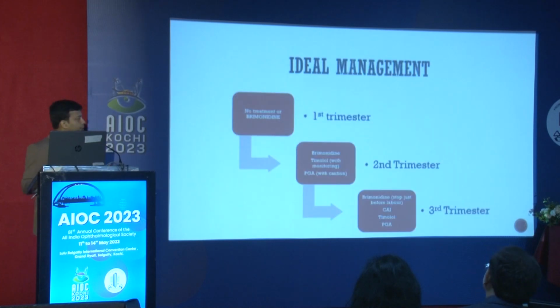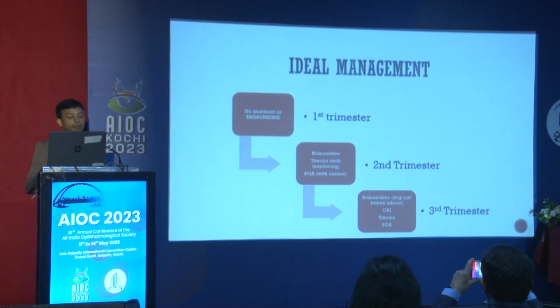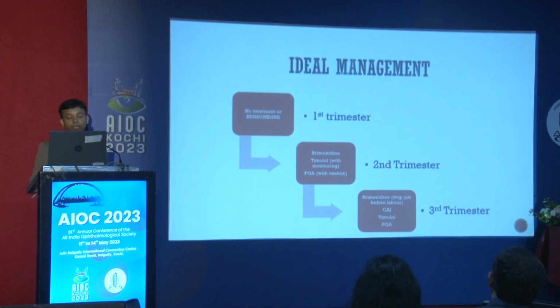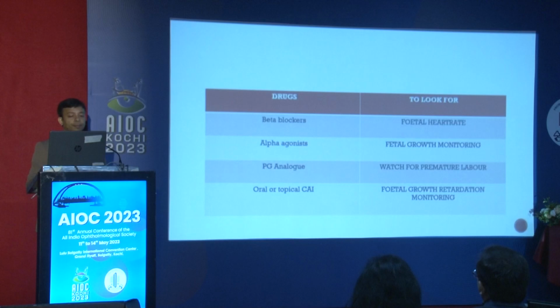So ideal management would be: first line of treatment should be brimonidine in the first trimester and second trimester, and it should be discontinued in the third trimester just before labor. From the second trimester onwards we can give timolol and carbonic anhydrase inhibitor. PG analogs should be given with caution, obviously, as they have been shown to induce labor in animal models. And if we are not sure of using medical treatments, we can offer SLT or laser trabeculoplasty also.